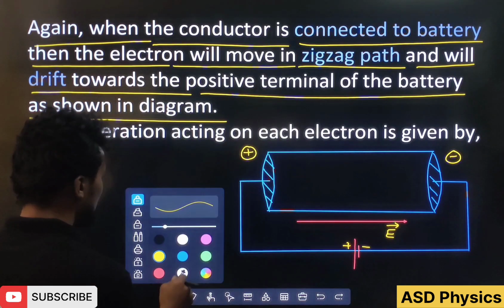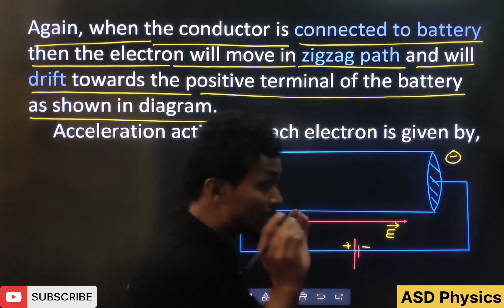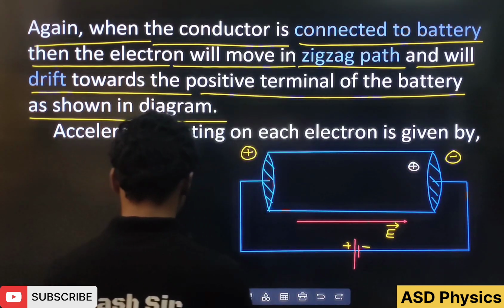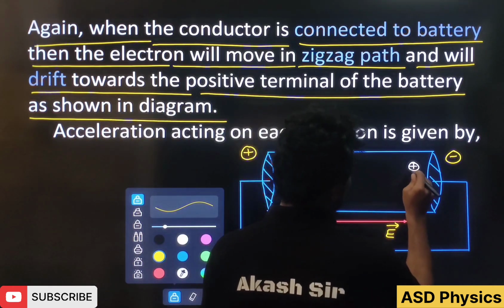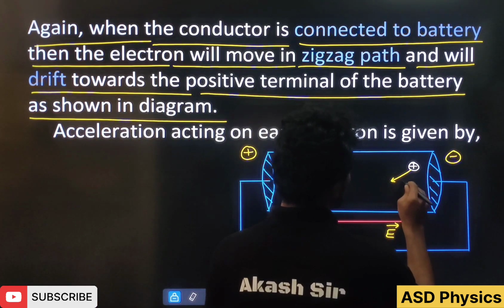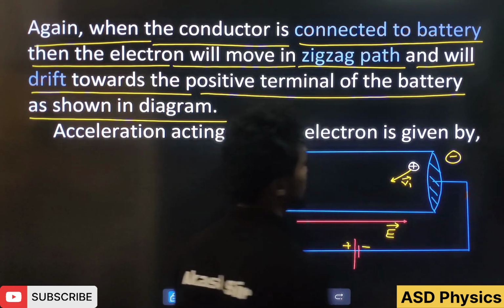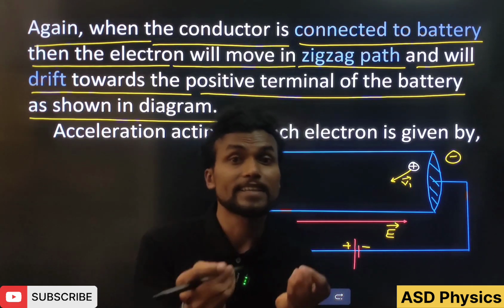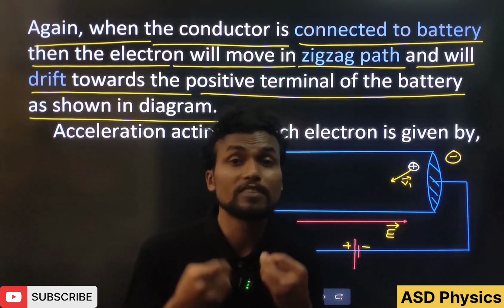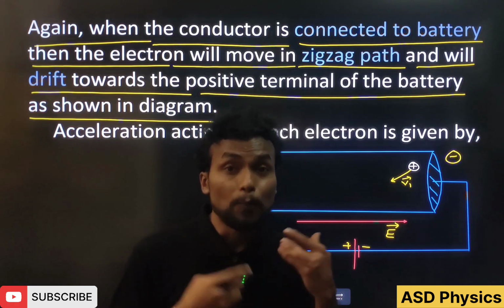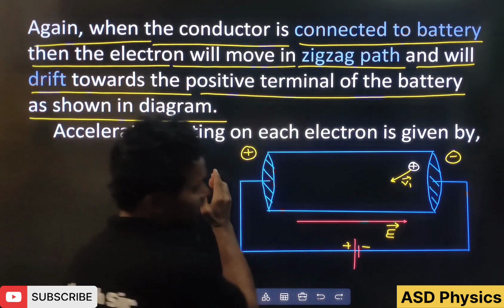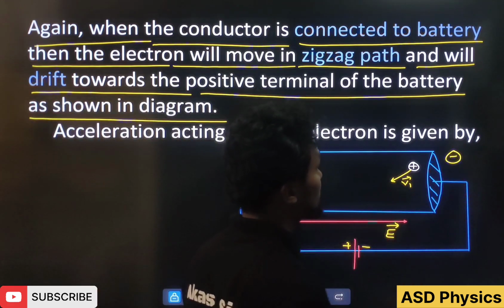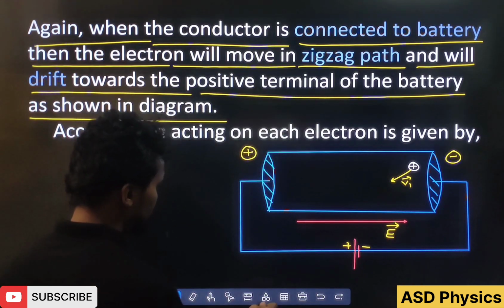So what is happening here, students? Again I am going to focus on a single electron. Let's take here one positive ion is there. This electron has velocity in this direction, v1. Why am I calling it v1? Because the electron has which kind of charge? Negative charge. And you know very well, a negative charge always moves in the opposite direction of the electric field. The electric field is towards the right side, so electrons have the tendency to move to the left side, in the opposite direction. That's why I have drawn it like this.